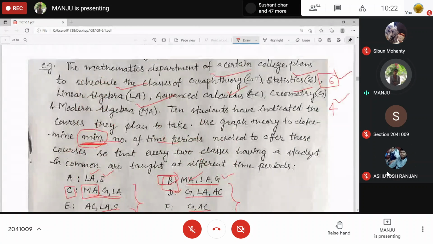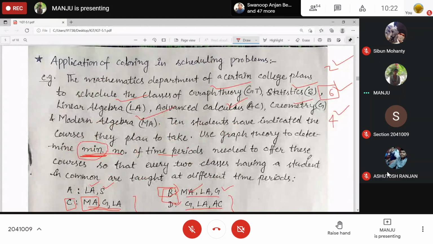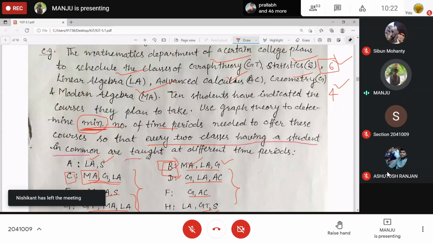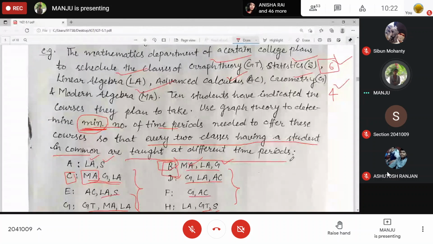Now, again, just read this question. These are the courses given. 10 students indicated these courses. Use graph theory to determine the minimum number of time periods needed to offer these courses so that every two classes having a student in common are taught at different time periods. Got it? Yes, ma'am.